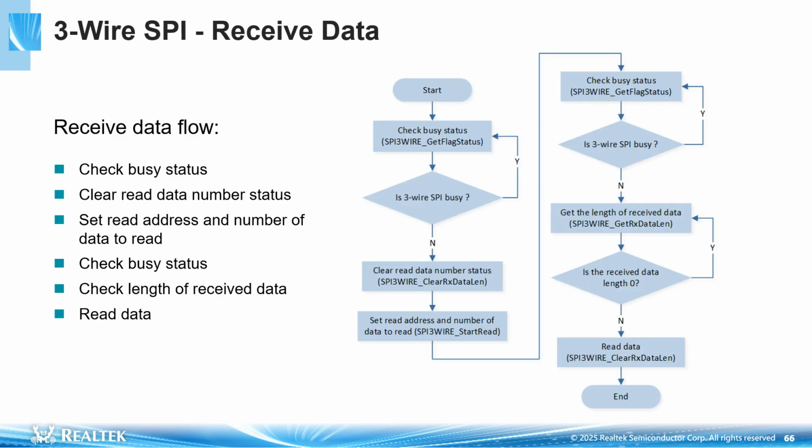The operation flow of receiving data by 3-wire SPI is shown in the figure. First, check whether 3-wire SPI is in busy state. When 3-wire SPI is in idle state, clear the state of number of read data, set the read address and the number of read data, and then wait for 3-wire SPI to be in idle state and the length of received data to be non-zero, and finally call function SPI 3-wire read BUF to read data.